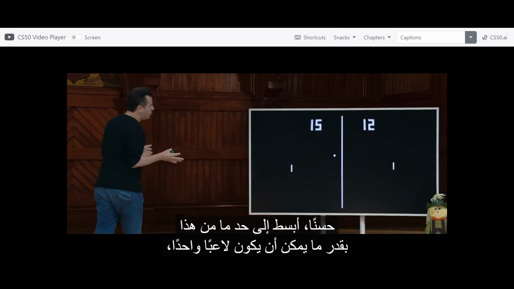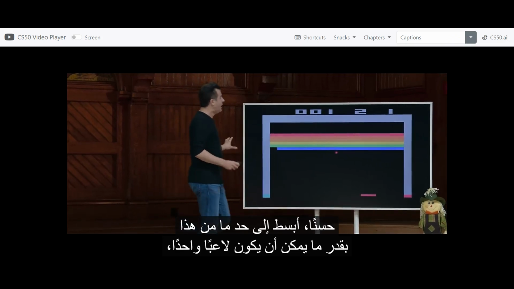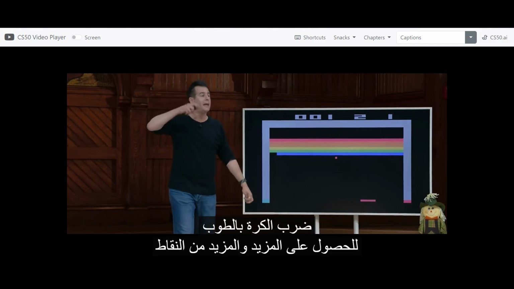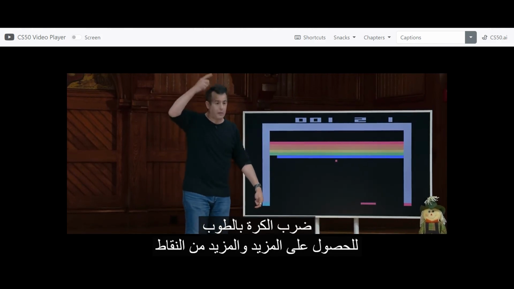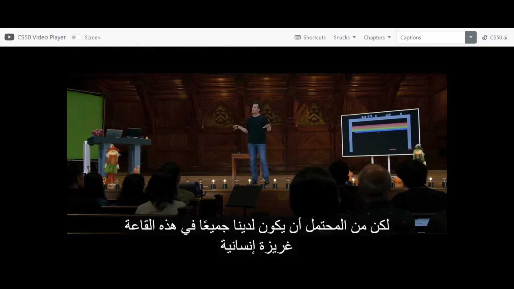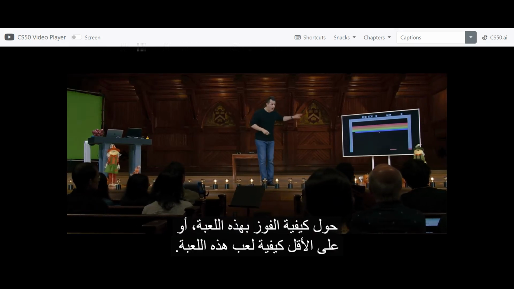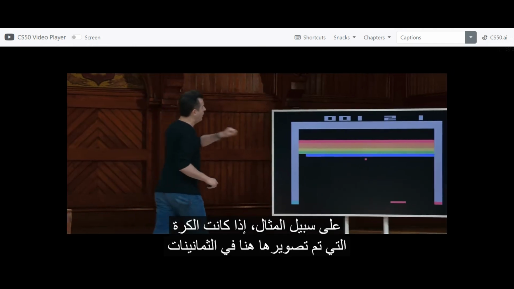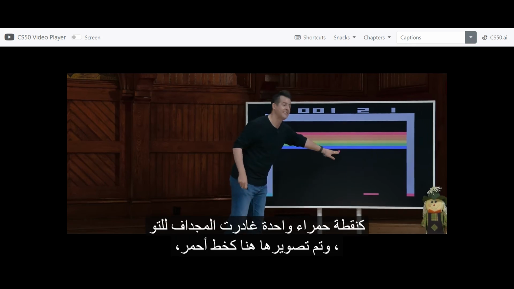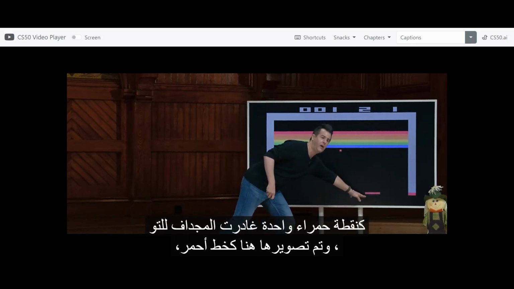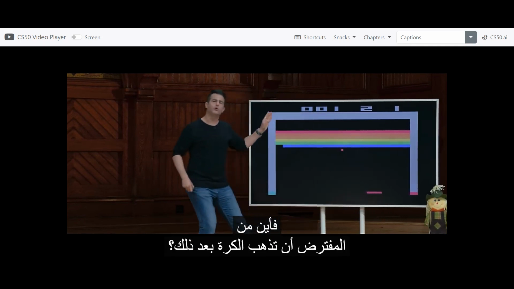Well, somewhat simpler than this, insofar as it can be one player, is another Atari game from yesteryear known as Breakout, whereby you're essentially just trying to bang the ball against the bricks to get more and more points and get rid of all of those bricks. But all of us in this room probably have a human instinct for how to win this game, or at least how to play this game. For instance, if the ball, pictured here back in the 80s as a single red dot, just left the paddle, pictured here as a red line, where is the ball presumably going to go next?